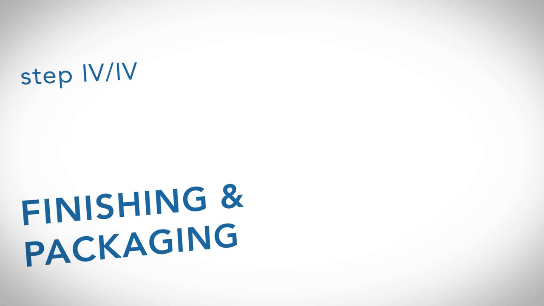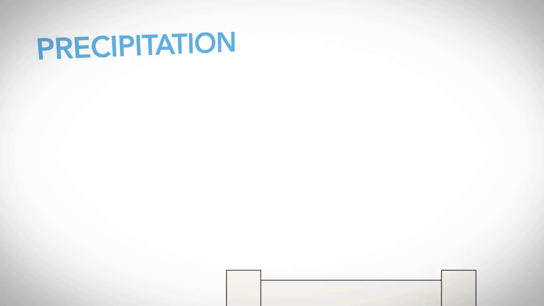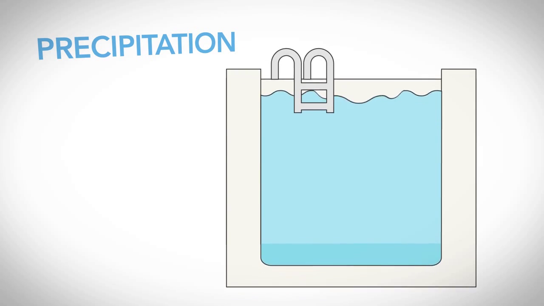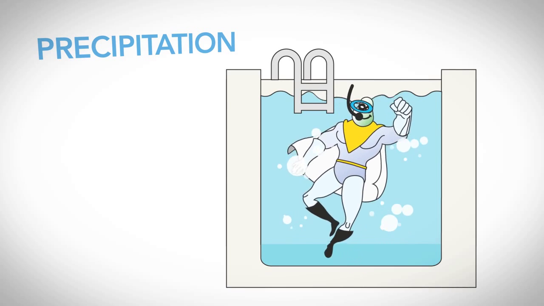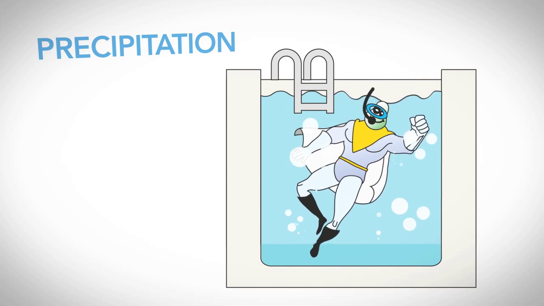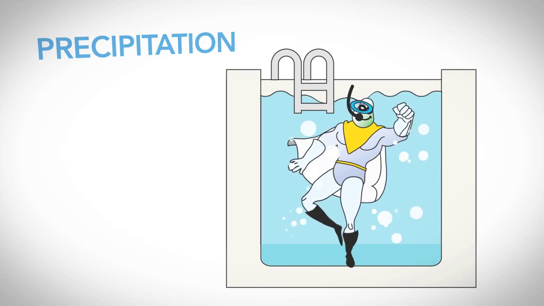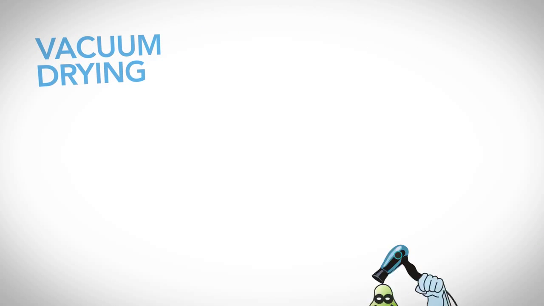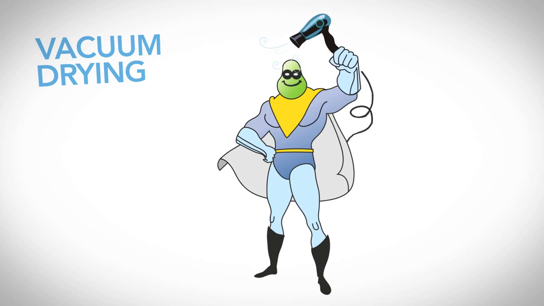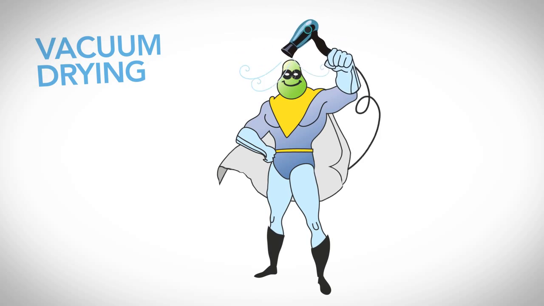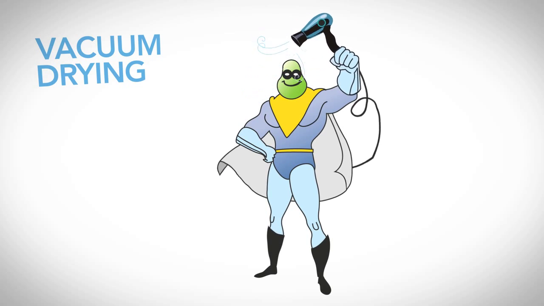Precipitation. The purified sodium hyaluronate solution is transferred to the precipitation vessel, neutralized with hydrochloric acid, and then precipitated by adding ethanol. Vacuum drying. The resultant precipitated product is filtered to remove excess solvent and then dried under vacuum to obtain a fine, free-flowing powder.